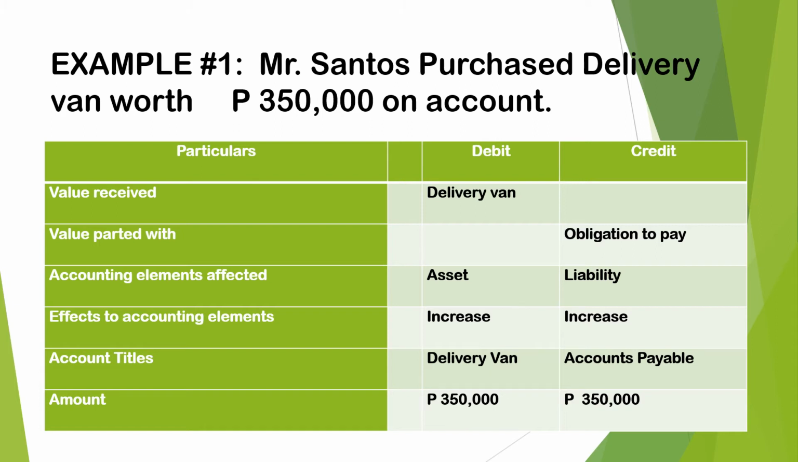So, napansin niyo po? Then, ano yung account titles na gagamitin natin? So, ginamit yung delivery van, at sa credit naman, ginamit yung accounts payable. At ito yung pinakamadali, magkano? So, andun lamang sa business transaction natin, 350,000 ang debit, 350,000 din yung credit. Dapat lagi pong pareho ang amounts ng dalawa para po ma-observe natin yung tinatawag na balance. Okay po.